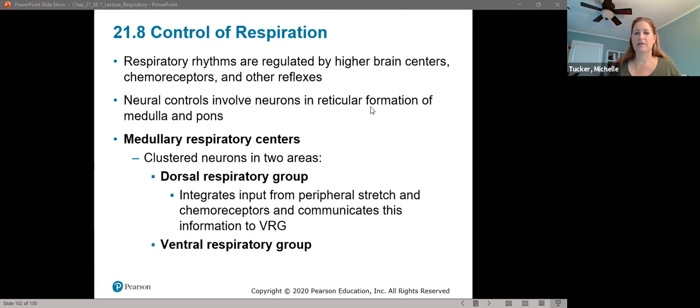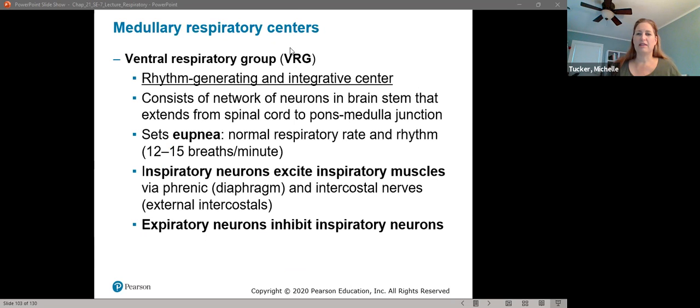There are three respiratory centers that are going to control ventilation rate and depth. 2 of them are in the medulla and 1 is in the pons. The ventral respiratory group is going to be the center that, we'll come back to dorsal, but the ventral respiratory group is going to be the center that sets the normal respiratory rate and rhythm. So it is the rhythm generating and integrative center.